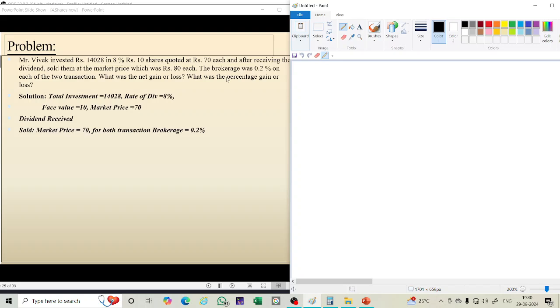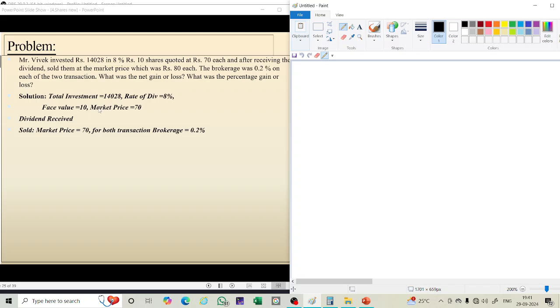In both the transactions, brokerage was 0.2%. I have written here. Now we have to find net gain, or you can say net loss. What was the percentage gain or percentage loss? Fine, this is our problem. So first we will find purchase price of one share.